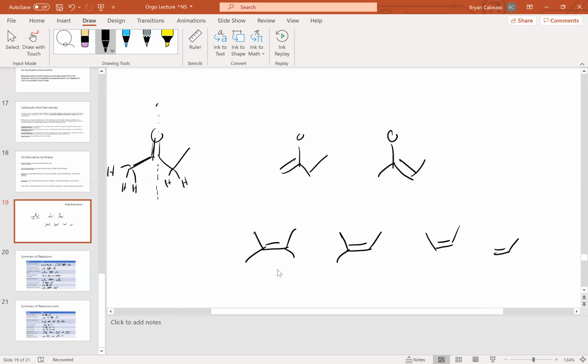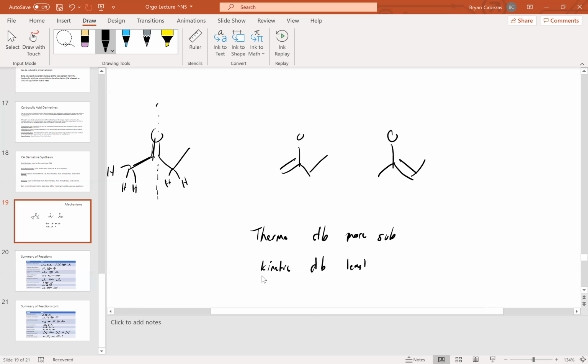So it prefers to have a bunch of substituents, right? If it's going to be stable, the more substituents it has, the more stable it is. And so for that reason, whenever we're doing our thermodynamic or kinetic product, the thermo product is going to have the double bond in the more stable configuration. The double bond is going to be more substituted. In the kinetic, the double bond is going to be on the least substituted group.